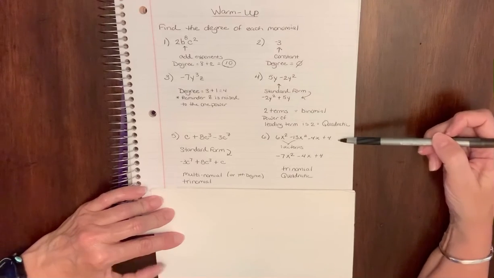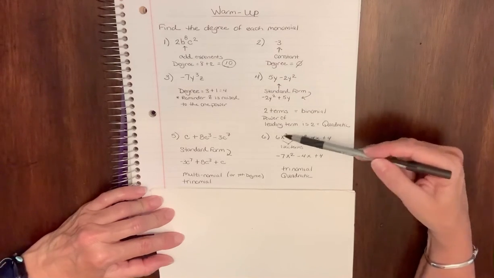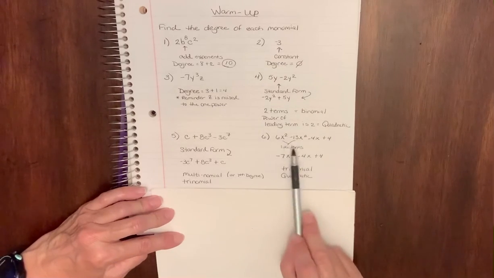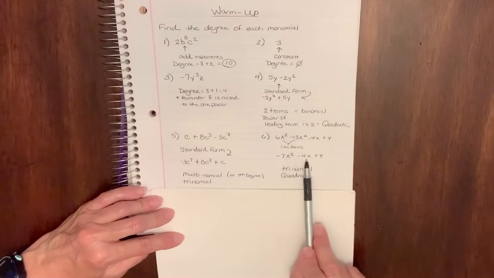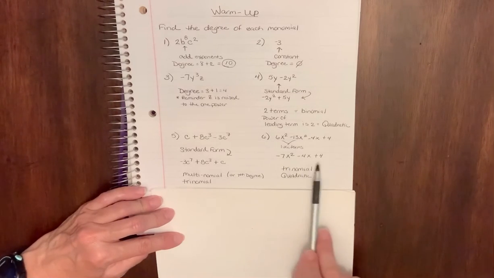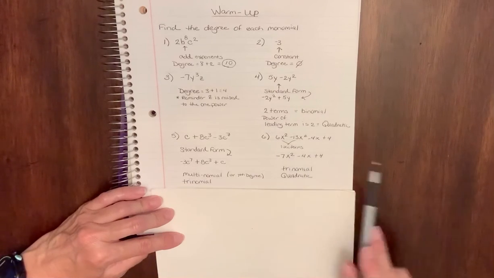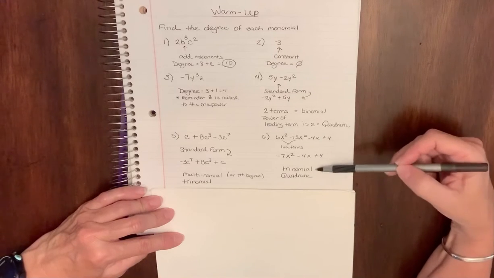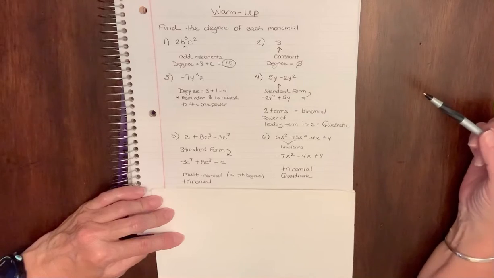For number 6, this one actually has 2 terms that are alike, so we can combine these 2 before we put it in standard form. So if I combine those 2, that's -7x to the 2nd power minus 4x plus 4. Now it is in standard form because these are all from the greatest to the least as far as powers. There are 3 terms, so it's a trinomial, and because this is a 2, it's a quadratic.